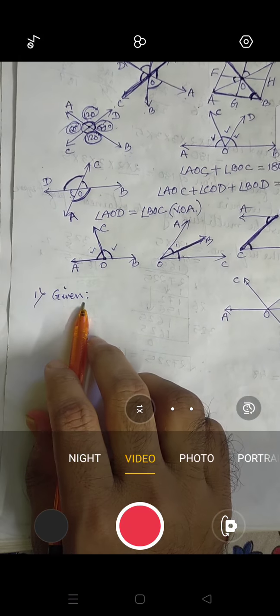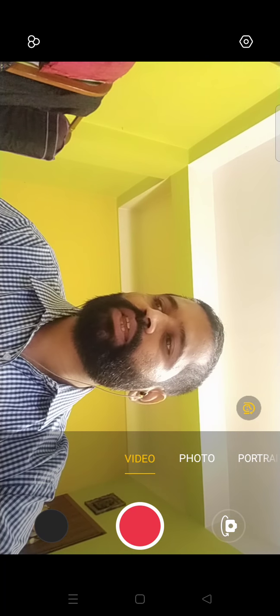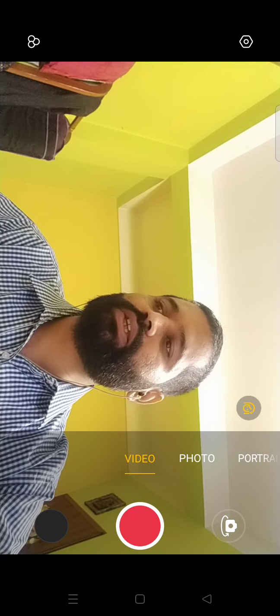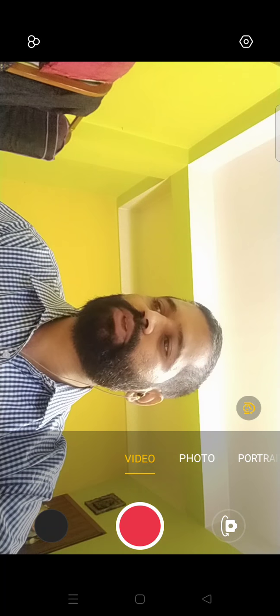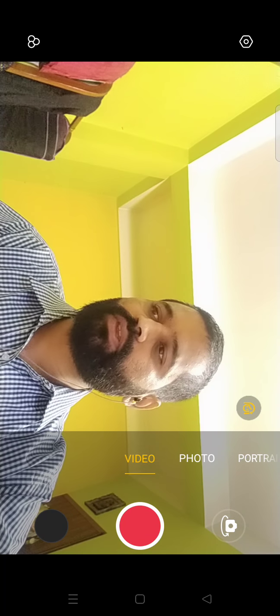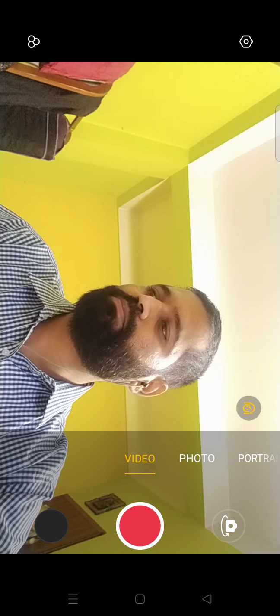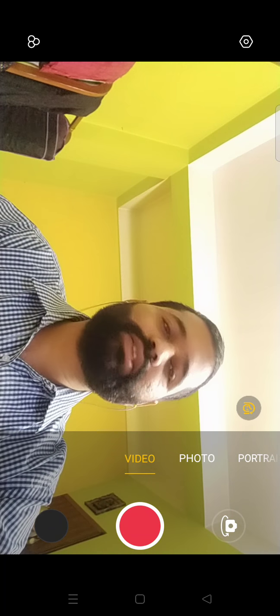So first of all we will write given, and it is written in your book. You can write from your book. I'll tell you what to write. First of all, see the question. In figure 6.13, lines AB and CD intersect at O. If angle AOC plus angle BOE equals 70 degrees and angle BOD equals 40 degrees, find angle BOE. You have to find angle BOE and reflex angle COE.